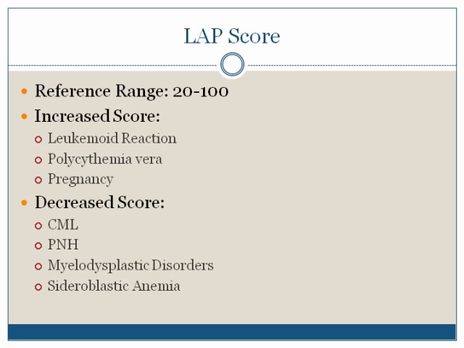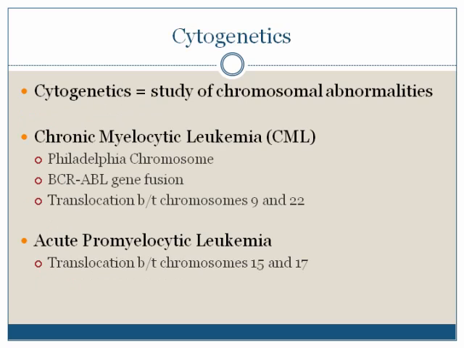Diseases that are going to cause an increased score are leukemoid reaction, polycythemia vera, and pregnancy. Decreased LAP scores are going to be seen with CML, paroxysmal nocturnal hemoglobinuria, myelodysplastic disorders, and sideroblastic anemia. But you can very much see why we can differentiate leukemoid reaction from CML with the stain. Leukemoid reaction has a high score, CML has a low score.